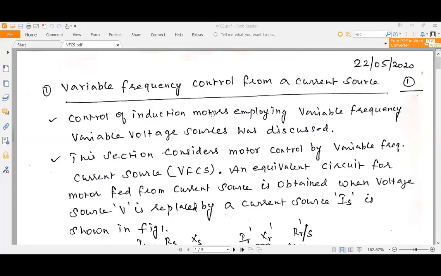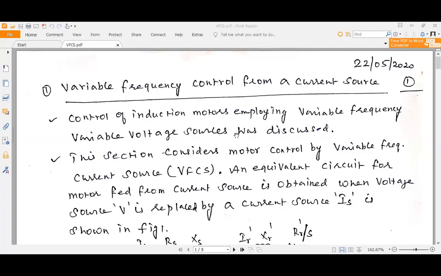So far we have discussed the control of an induction motor by providing variable frequency and variable supply voltage. In this section we are going to discuss the control of an induction motor by providing variable frequency and a current source.